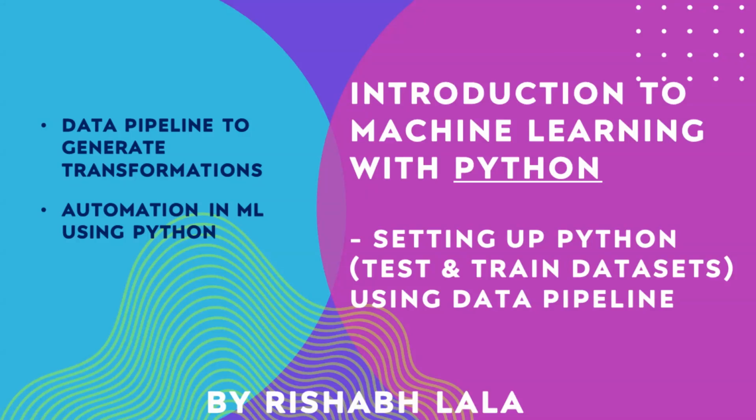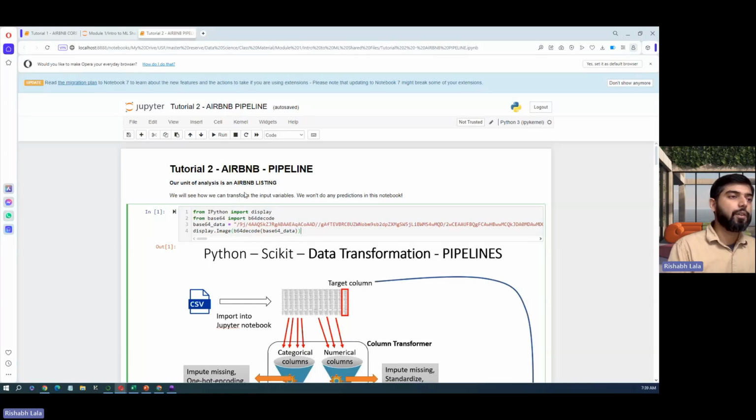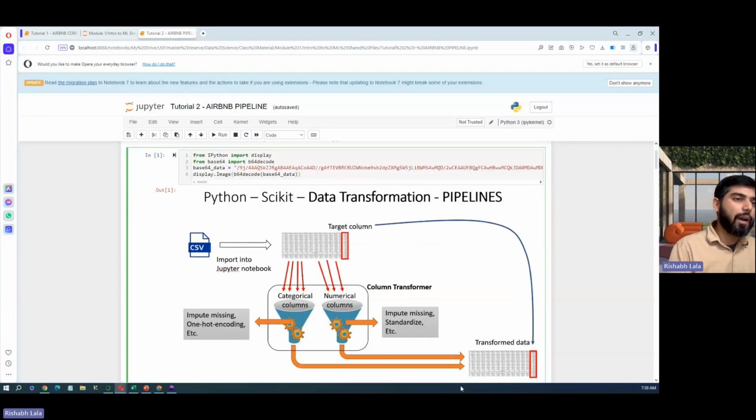Welcome to the second video in the same series of machine learning. Here we are going to learn about a fantastic concept of data pipelines in machine learning. So pipelines, as is obvious from the word, are supposed to put the data into a pipeline kind of format and produce the final output.